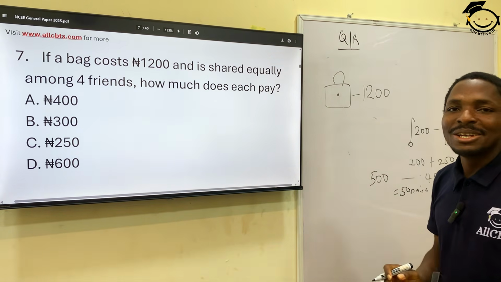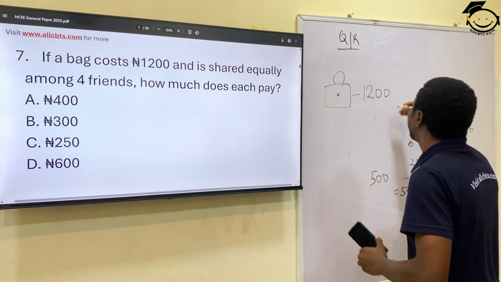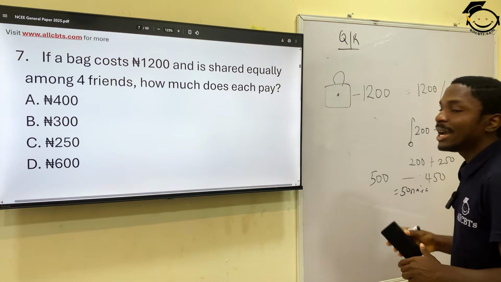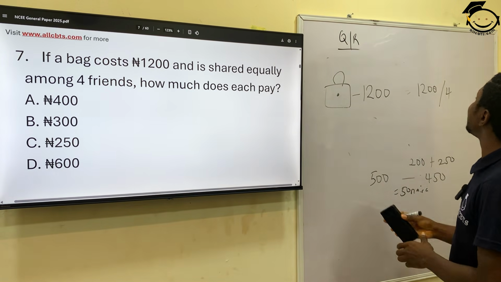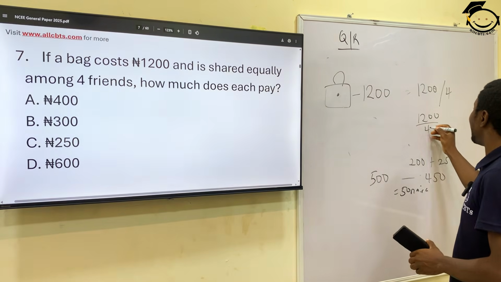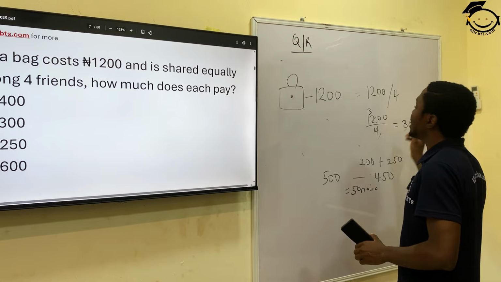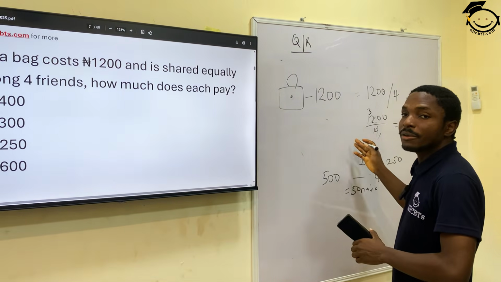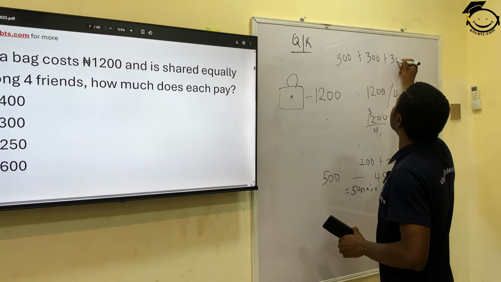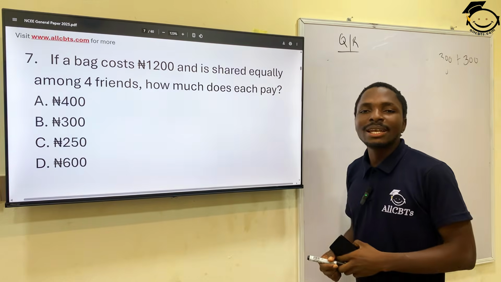So 4 people paid for this bag equally. They shared the money equally. So what do you need to do? That's 1,200 divided by the 4 people, right? The 4 people who paid for the bag. So 1,200 divided by 4 is just like saying 12 over 4. So 4 in 12 is how many? That's 3. So that's 300. So each person paid 300. And if you want to be sure if your answer is correct, just add what? 300 plus 300 plus 300 plus 300, which will give you 1,200.